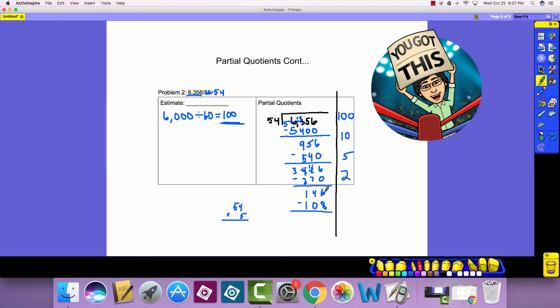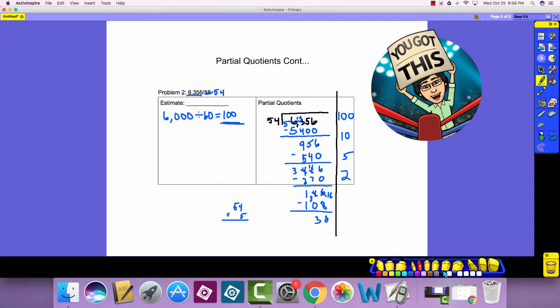So now I'm going to subtract 146 minus 108. Can't take 8 from 6, so I'm going to go next door, grab a 10, add that to my 6, so 6 plus 10 is 16. 16 minus 8 is 8. 3 tens minus 0 tens is 3 tens. So now I have 38 left. Well, there's no more 54s in 38, all right? So that's just what I have left over.